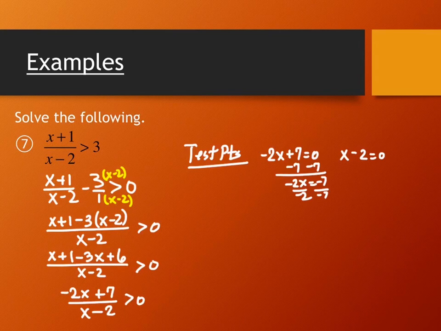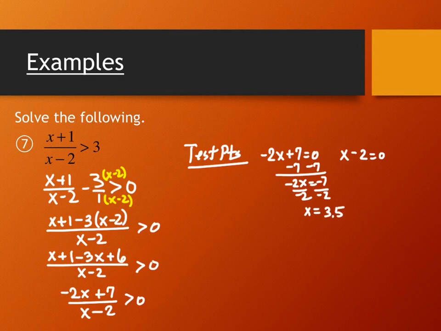It's okay to leave it in fractional form, but I think for the purposes of putting it on the number line, writing it as a decimal might be easier to think about. "More easy" is terrible English right there. Don't do that. Easier to think about. What would you get if you divide negative 7 divided by negative 2? 3.5.